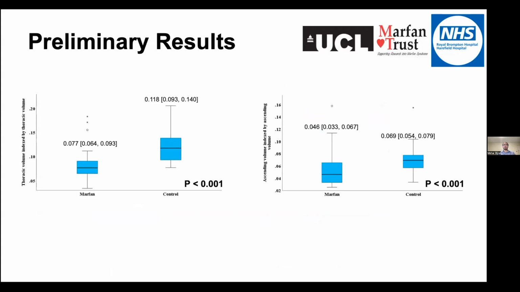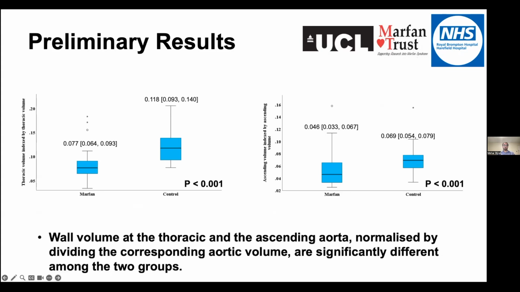However, when we adjusted for total aortic volume, we saw a clear difference in aortic wall volume between the two groups. So we saw that the ascending wall and the thoracic wall, when indexed by the total aortic volume, there was a clear difference between the two groups. The control group had a higher volume compared to the Marfan group, and we can say that they were significantly different.